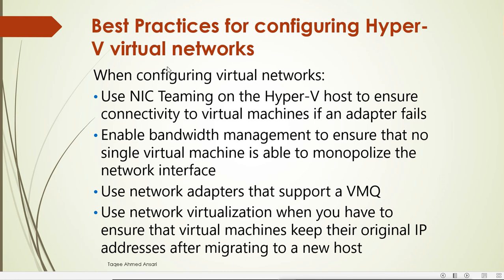Then enable bandwidth management to ensure that no single virtual machine is able to monopolize the network interface. Under the virtual machine switch configuration, we have the option to manage the bandwidth, so that one machine does not use the whole bandwidth. Use network adapters that support VMQ, virtual machine queue, to manage the quality of service of the network. Then use network virtualization when you have to ensure that virtual machines keep their original IP addresses after migrating to a new host.